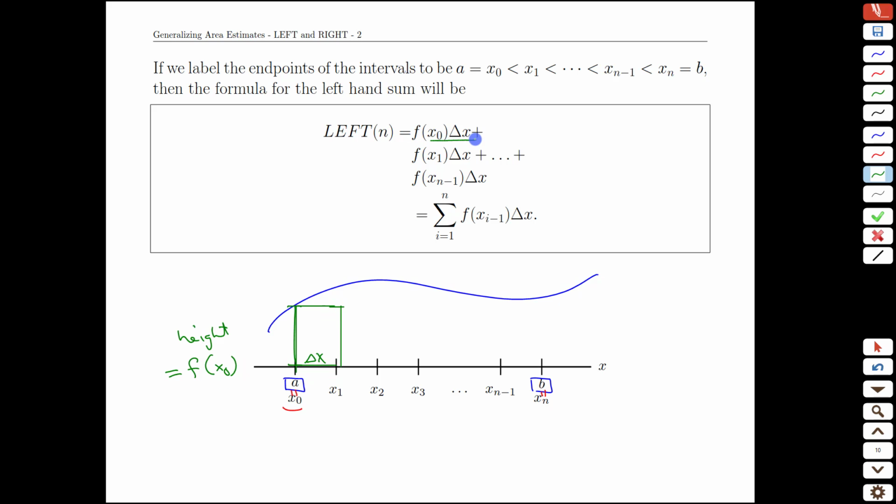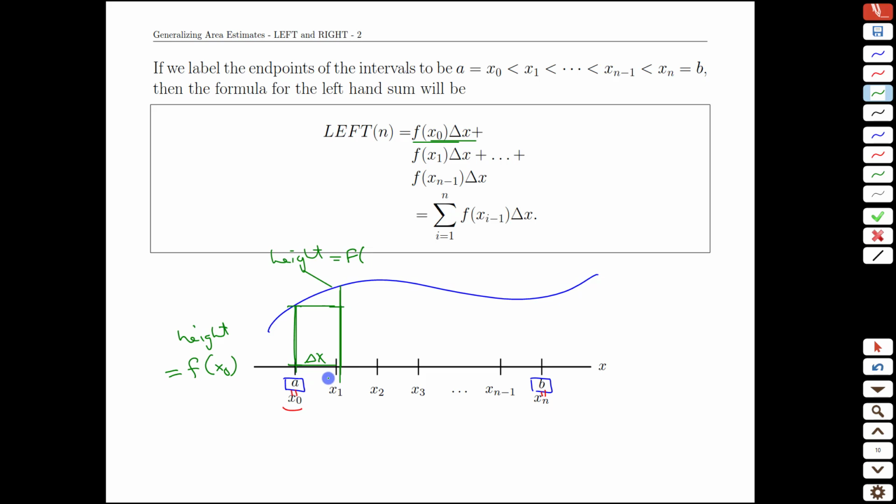And notice that's what we put in the formula here. The left-hand estimate is going to include 1 rectangle built on the height, so not x naught itself, but the function evaluated there, the height of the function at that point, times the width, height times width. The next rectangle will be the same construction. It'll have a height right here, and that height is the function value again.